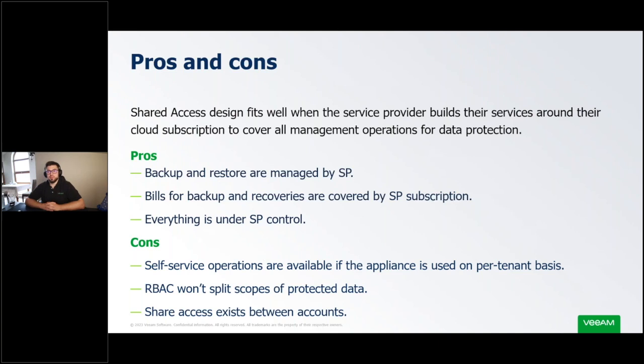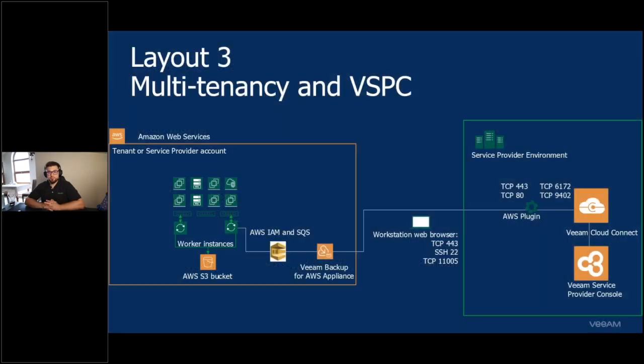And shared access exists between accounts. And we have a third scenario, which eliminates this limitation, this con of the second scenario and the first one. So recently, we have released a new version of Veeam Service Provider Console and Veeam Cloud Connect. So now you can directly attach the Veeam Backup for AWS appliance into Veeam Cloud Connect. And with Veeam Service Provider Console, you have the option not only to have licensing and reporting, but also you can assign appliances to specific tenants.